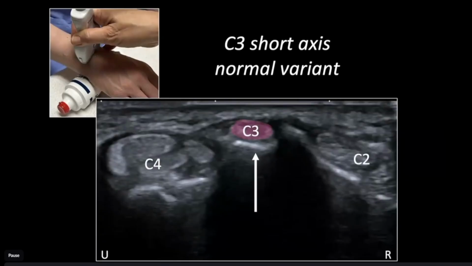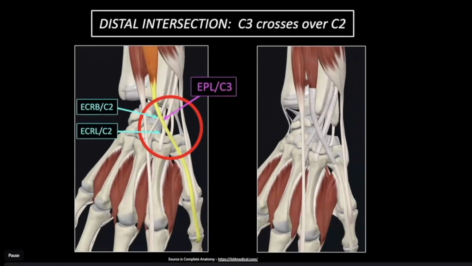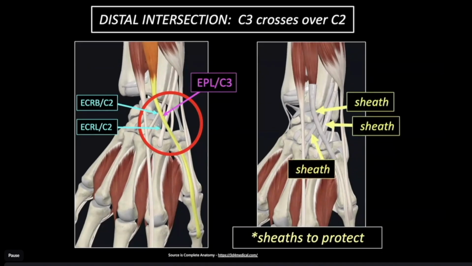And this is a normal variant where you have 2 bumps on the dorsal tubercle. The distal intersection where compartment 3 crosses over compartment 2. And again, there are sheaths here, so it's not as common to see pathology at this location.